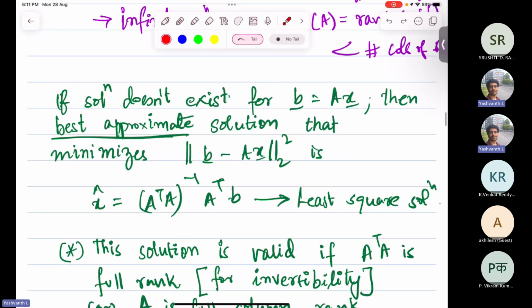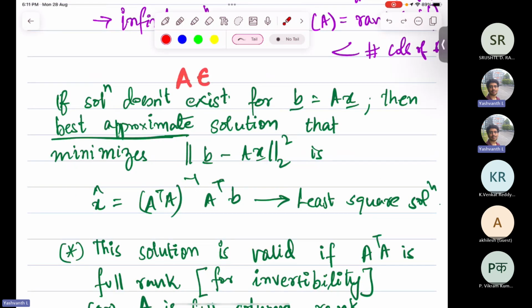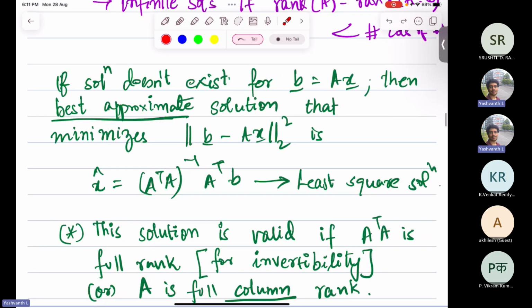Now, let's say A is any matrix. Let's say A belongs to C to the m by n. It's an m by n matrix. Can anyone tell me, if A is m by n, what is the dimension of A transpose A? Can anyone tell me?